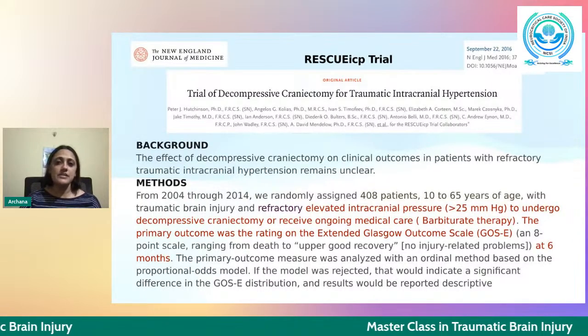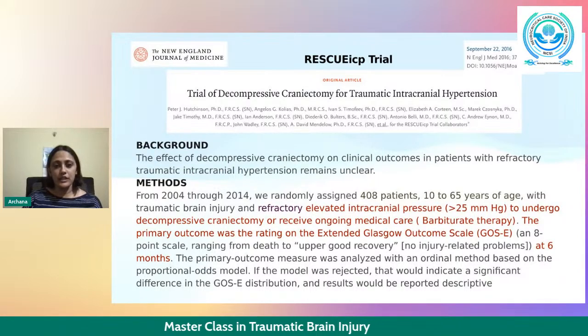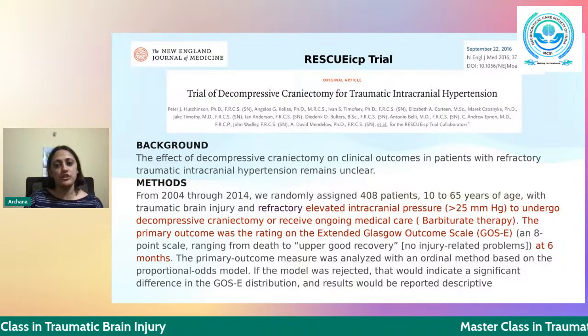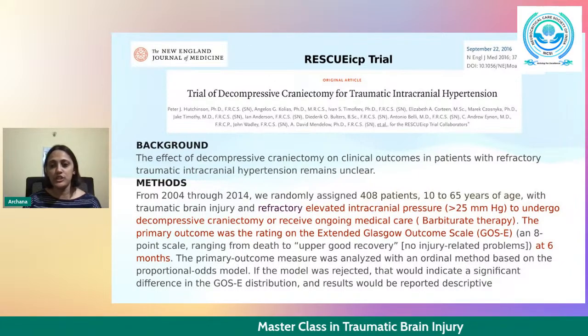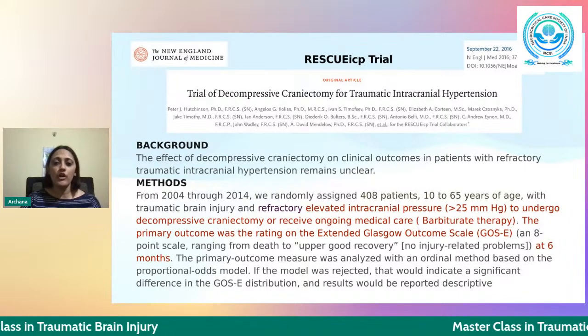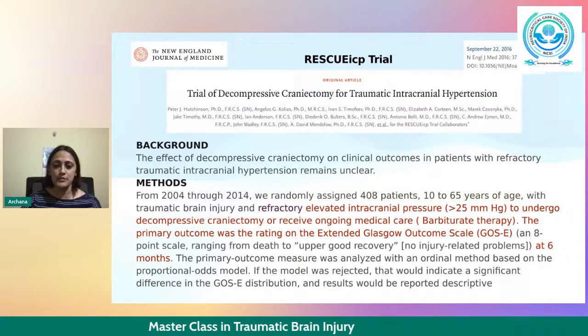Now, this is another study, the Rescue ICP. This study compared patients with elevated intracranial pressure. Here, the pressure used was more than 25 mmHg, as opposed to DECRA, where it was 20 mmHg, to undergo a decompressive craniectomy or medical care. The primary outcome here also was the extended Glasgow outcome scale at 6 months.